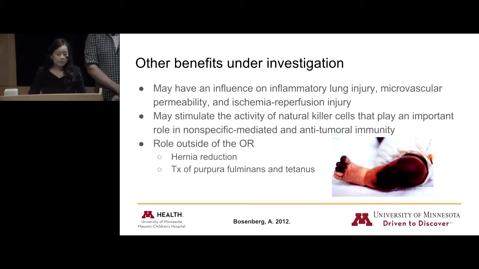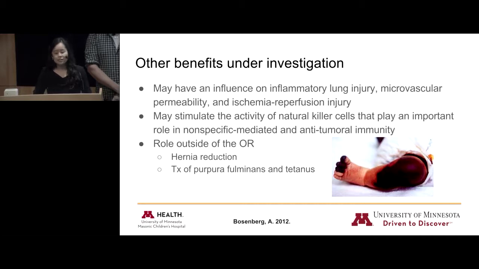Also, it does have a role outside of the OR. For example, in the emergency room, regional anesthesia could be the entire anesthetic for a hernia reduction. Also, it can be an adjunct treatment for the peripheral fulminants and also a treatment for as well.